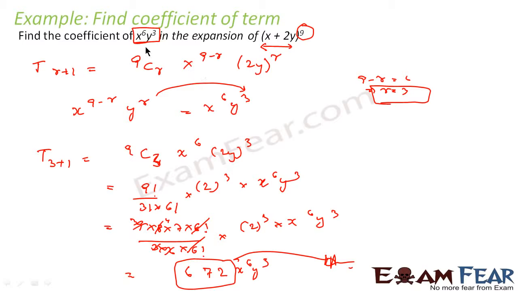Let me repeat what I have done here. So we were supposed to find the coefficient of this in the expansion of this. So we have found the (r plus 1)th general term, we got this, and then we compared x to the power 9 minus r and y to the power r with x to the power 6, y to the power 3, we got r is equal to 3. That means we are talking about t of 3 plus 1, that is the fourth term. So the fourth term is equal to this. We solved this and we got 672 as the coefficient.